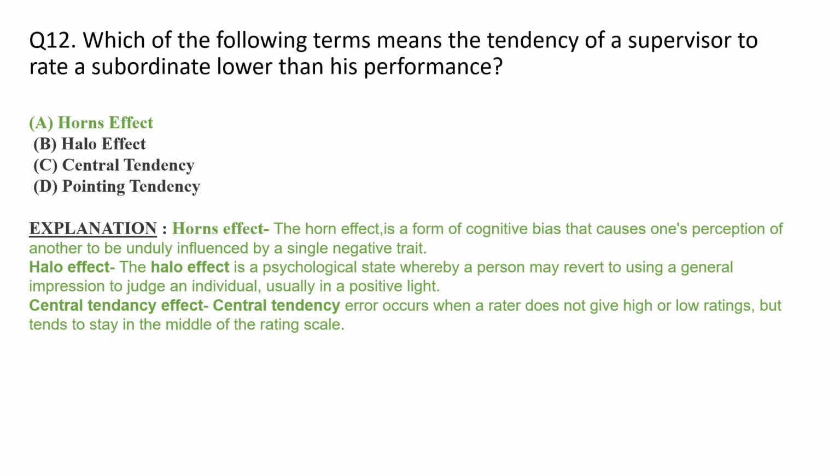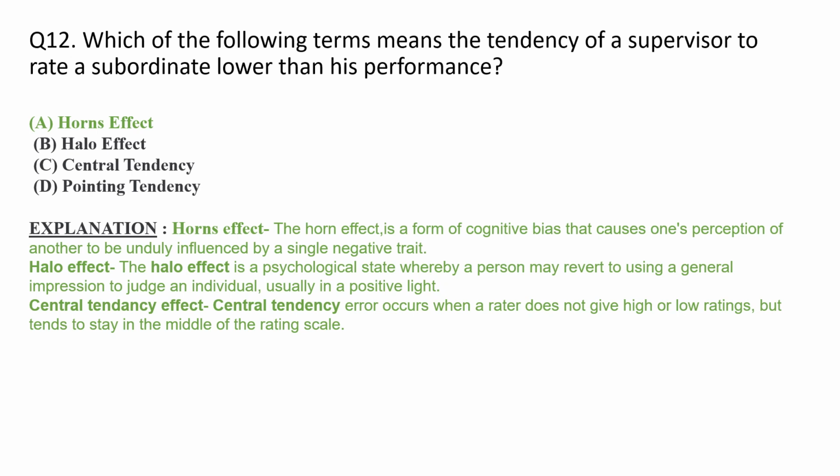The Horn's effect is a form of cognitive bias that causes one's perception of another to be unduly influenced by a single negative trait. So if any one single negative trait is found, that person will be judged as lower than the standard performer. So that is called Horn's effect.